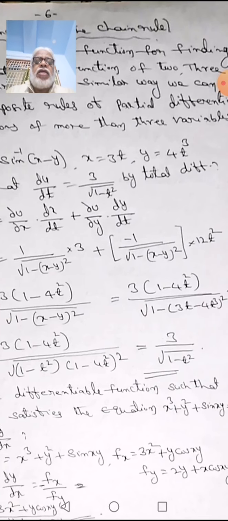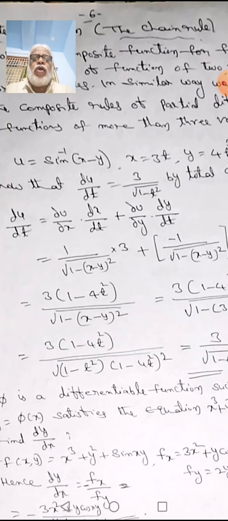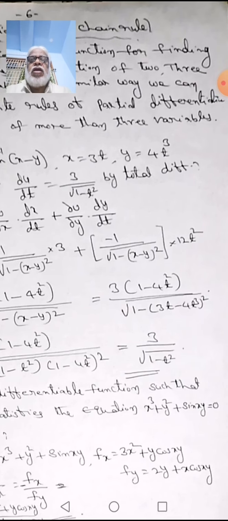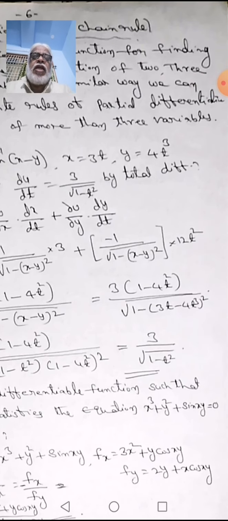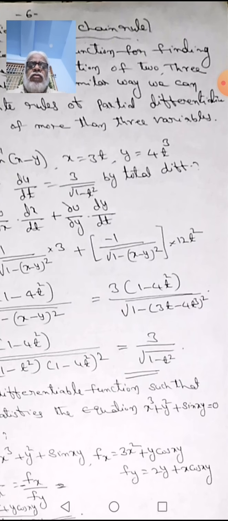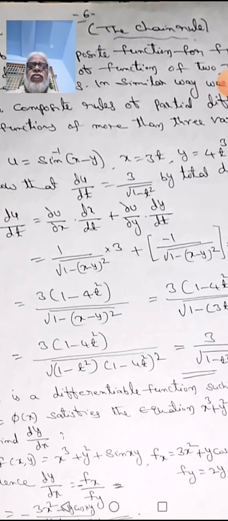plus minus 1 by minus 1 ∂u/∂y. What is ∂u/∂y? Actually, 1 by under root of 1 minus (x minus y) whole square. The internal derivative of x minus y with respect to y is minus 1. That's why right here, minus 1 by under root of 1 minus (x minus y) whole square into 12t square. So 3 into 1 minus 4t square. From where we write this one?